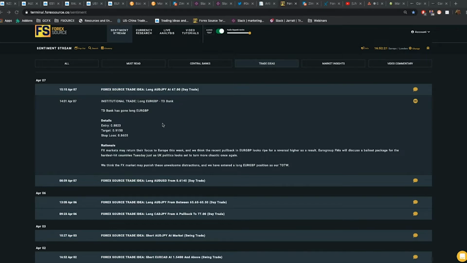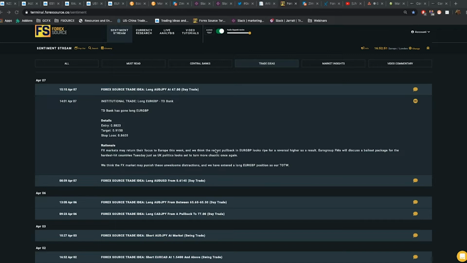Now, the wrong way to use a bank trade recommendation is to go to our trade ideas, flick open the latest trade and see, aha, TD Bank. They recommend going long euro pound. Here's the trade parameters and they've recommended it as their trade of the week. Oh, therefore, because it's the trade of the week and because it's TD Bank, I'm just going to blindly enter this position. Now, that's the wrong way to trade a bank position.